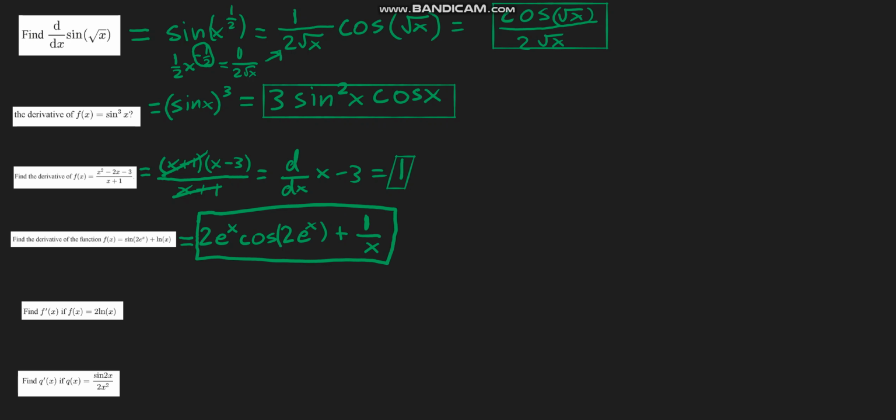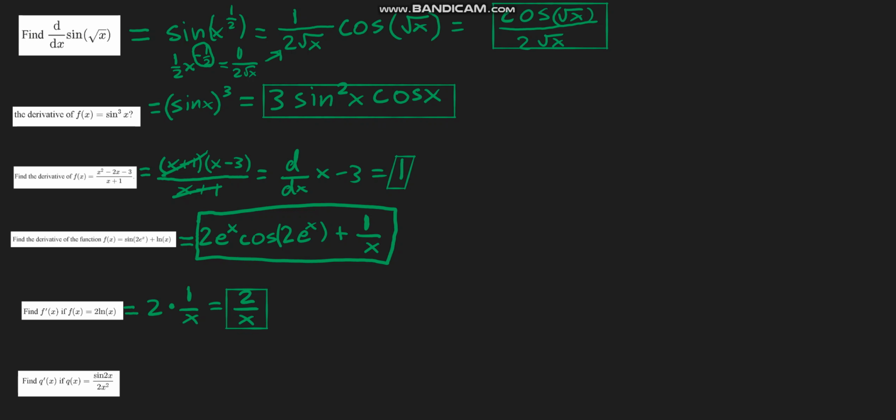Okay, so 2 ln of x, that's the same thing as 2 times ln x. Since the derivative of ln x is 1 over x, then you can just write it out as 2 over x, and that is your answer.